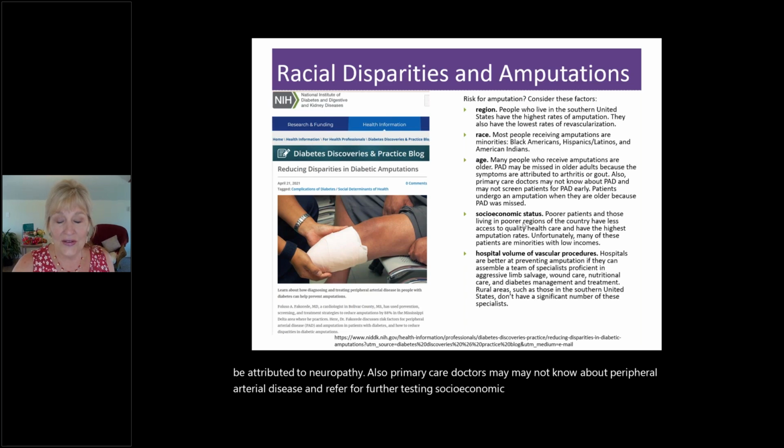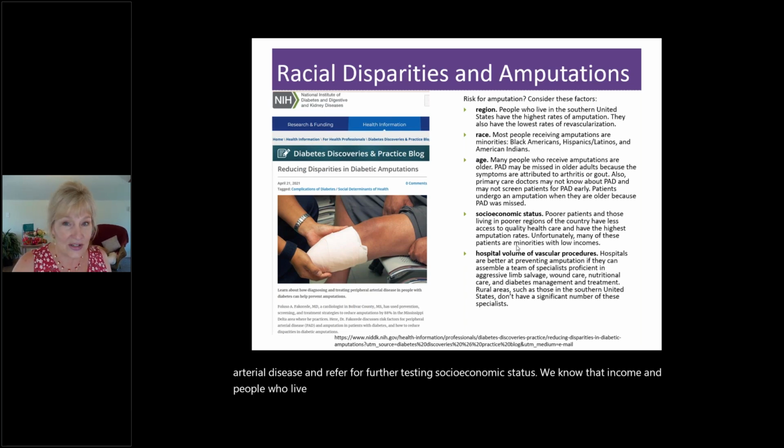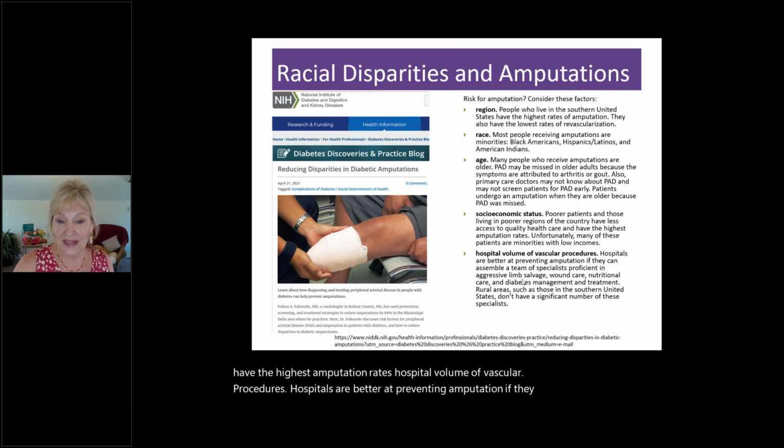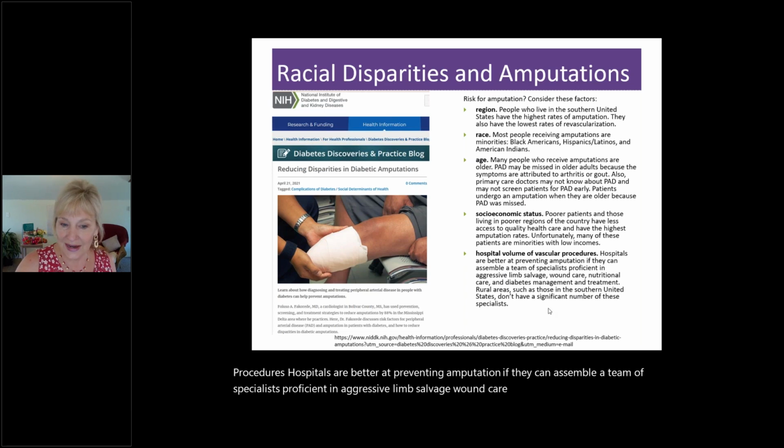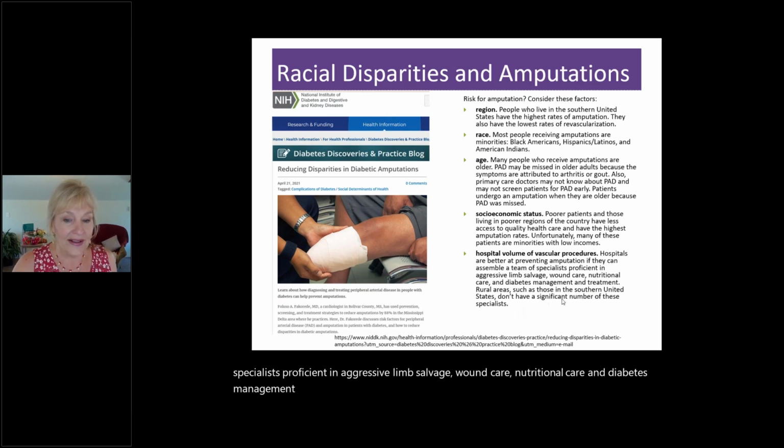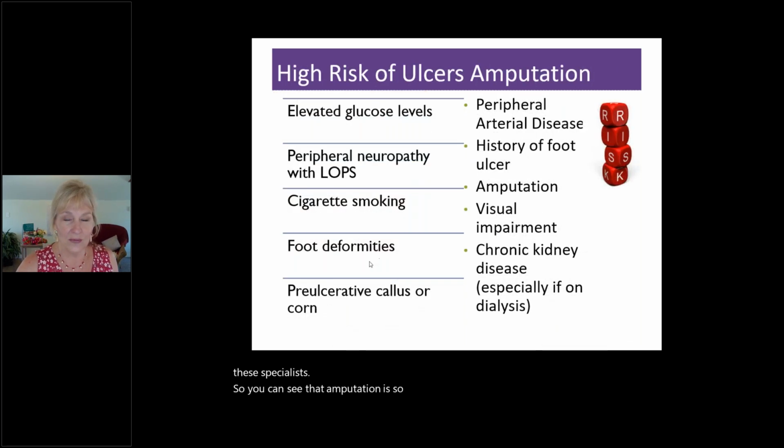Socioeconomic status. We know that people with lower income and people who live in regions with fewer resources have less access to quality health care and have the highest amputation rates. Hospital volume of vascular procedures. Hospitals are better at preventing amputation if they can assemble a team of specialists proficient in aggressive limb salvage, wound care, nutritional care, and diabetes management. Rural areas, such as those in the southern US, don't have a significant number of these specialists. So you can see that amputation is so complex, and we know certain regions bear the brunt of it.